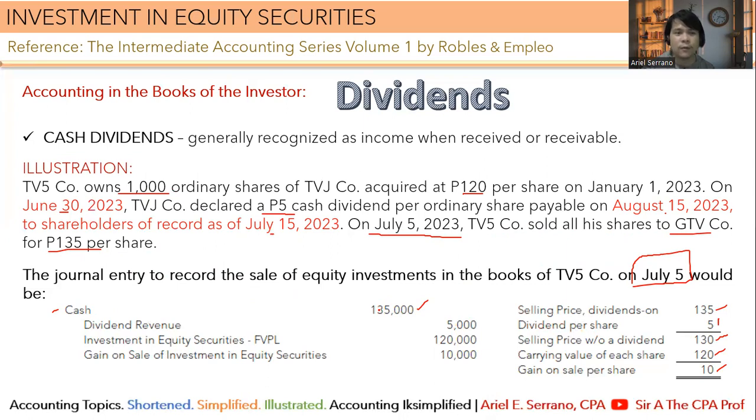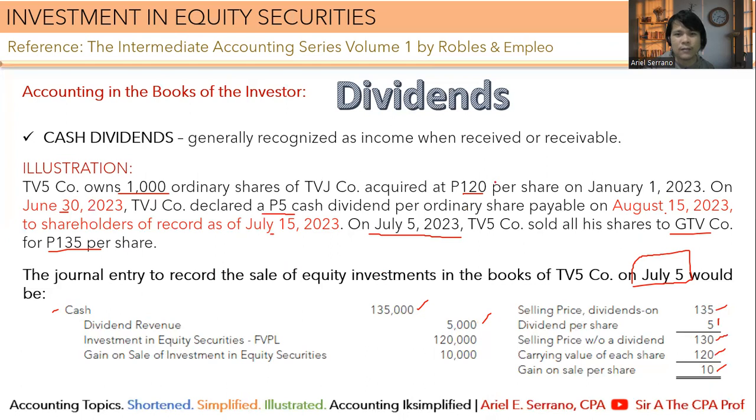Yung dividend revenue mo ay yung 5,000. Kasi 'di ba, on the date of declaration, memorandum entry ka lamang doon. Pero you will be entitled soon on August 15. Yun nga lang, binenta mo. Pag binenta mo, i-recognize mo na yung dividend revenue mo. Sa'yo yan eh. Kukunin mo na lang at ipapasa mo na lang yan kay GTV. So technically, si GTV, kukolektahin nyo na lang yan, pero kasama yung dividend. So, i-recognize na ni TV5 on the date of sale yung dividend revenue.